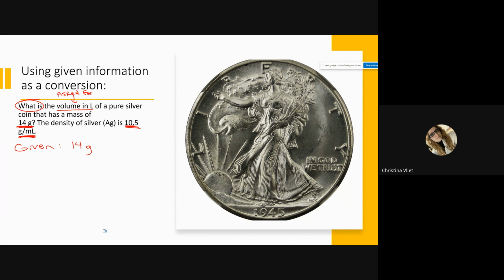The bottom. We're asked for the volume. 10.5 grams per milliliter. How would we write that as a conversion factor? That is a conversion factor, isn't it? G/ml? 10.5 G divided by milliliters. What would be the number that goes with milliliters?